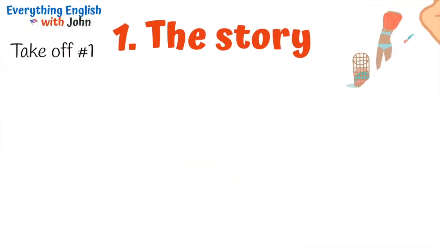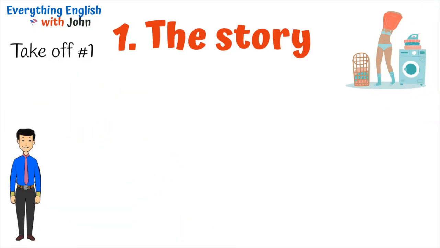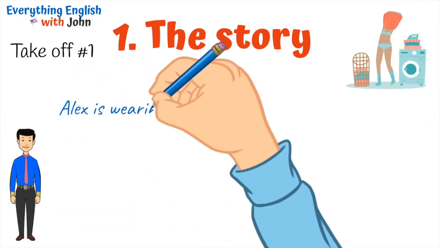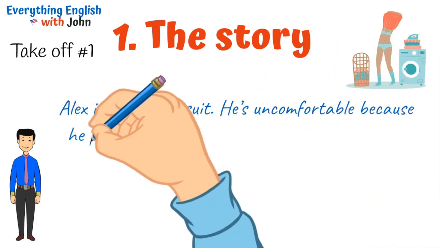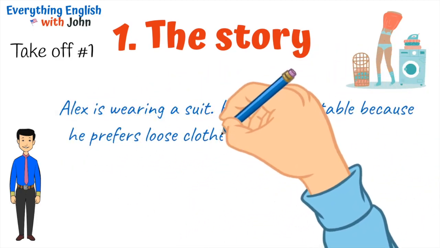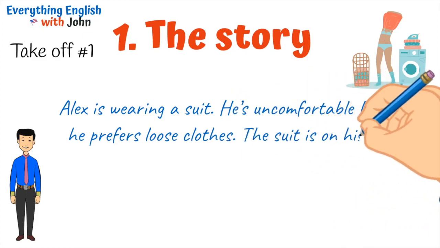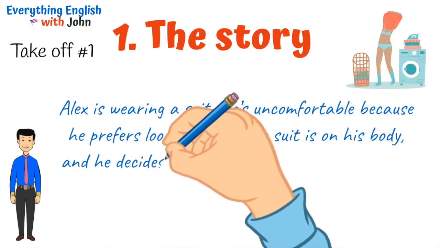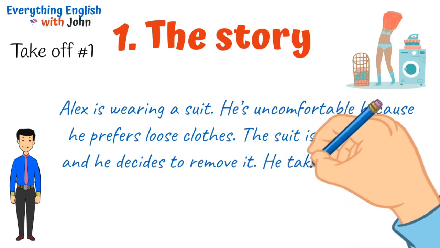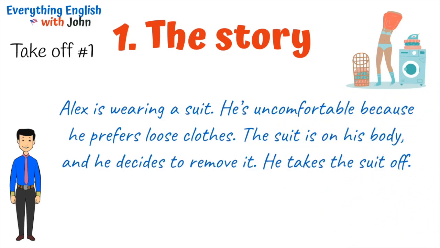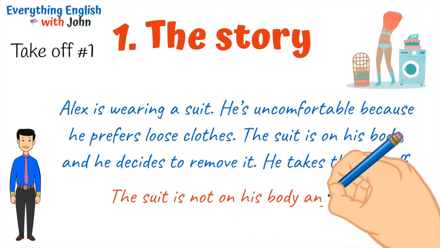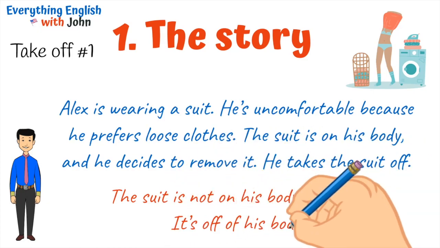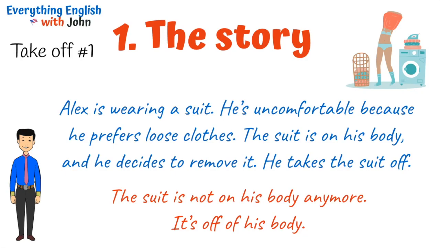Take off number 1. The story. Alex is wearing a suit. He's uncomfortable because he prefers loose clothes. The suit is on his body and he decides to remove it. He takes the suit off. The suit is not on his body anymore. It's off of his body.